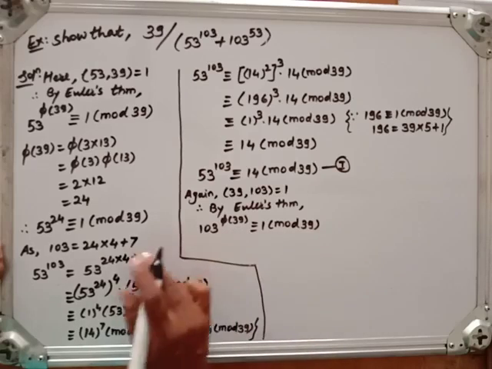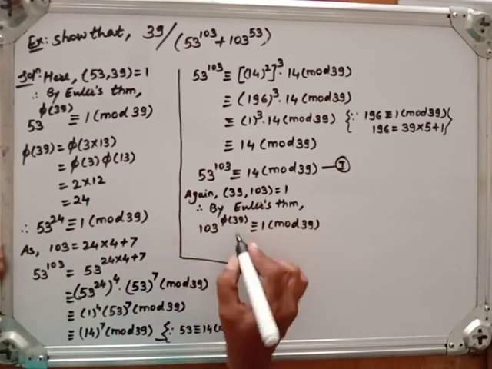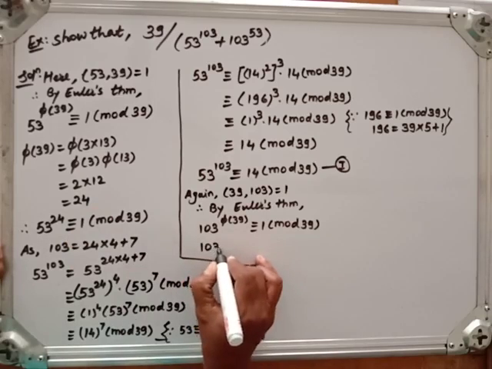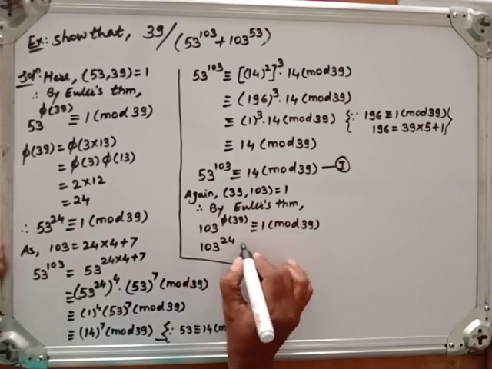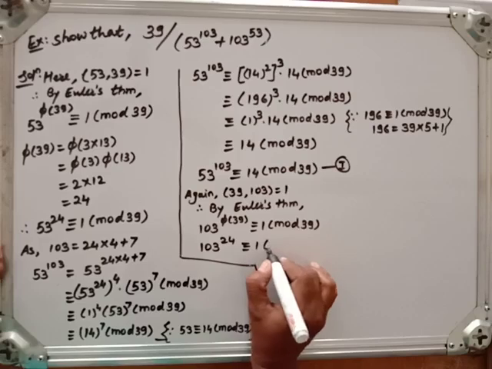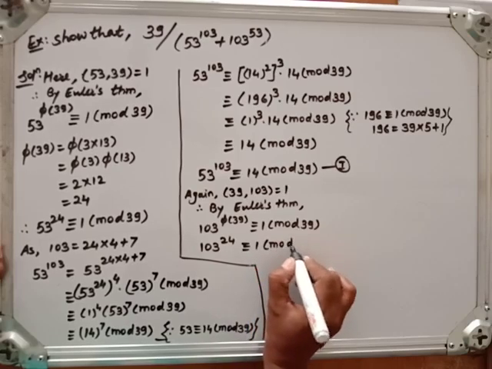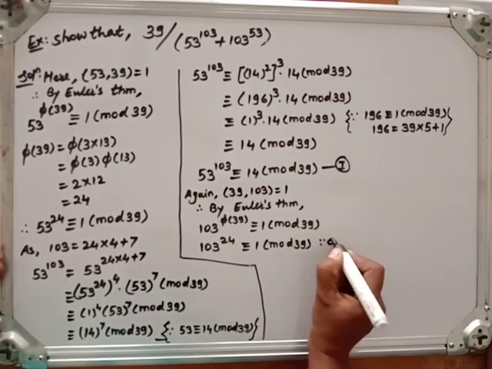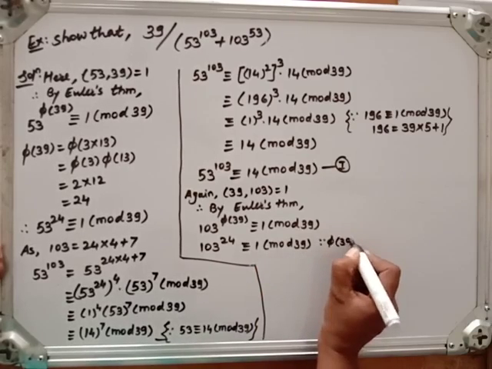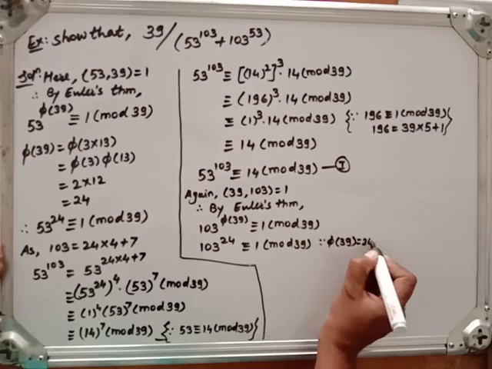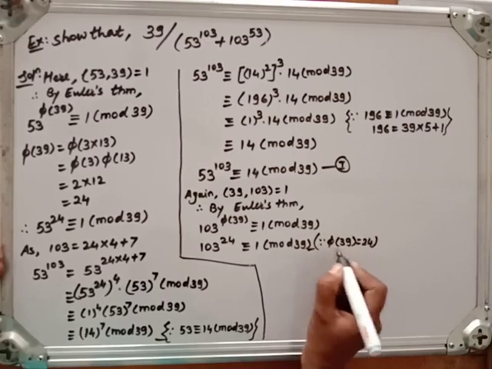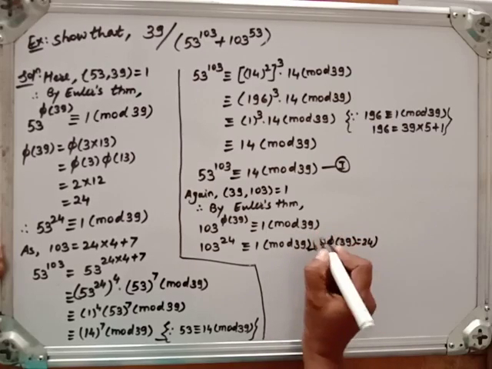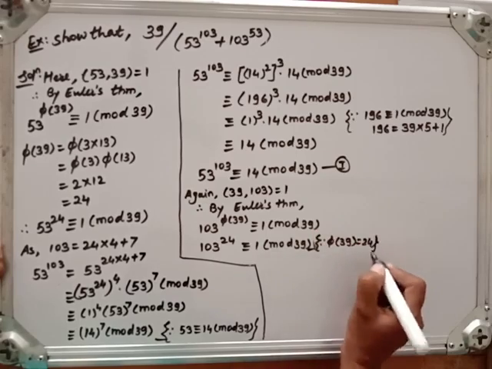Again φ(39) is how much? 24, already we have found. So we can say 103 raised to 24 is congruent to 1 modulo 39. Okay. What is the reason? Since φ(39) is 24. Okay. This is the reason here. This is the reason.